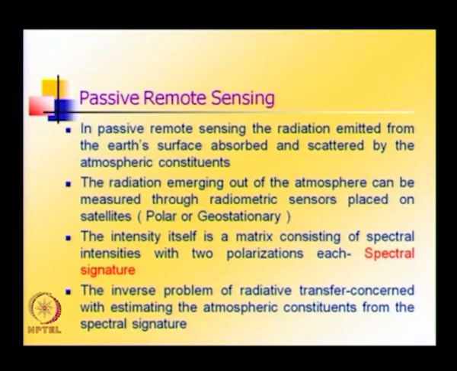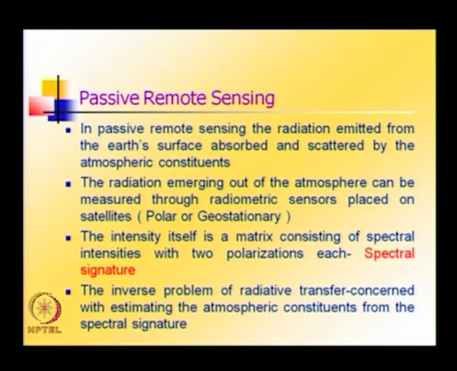In passive remote sensing, the radiation emitted from the earth's surface, which is absorbed and scattered by the atmospheric constituents, is measured at the top of the satellite. It is called a top of the atmosphere radiance. The radiation emerging out of the atmosphere can be measured through radiometric sensors placed on satellites. It could either be polar or geostationary. The intensity itself is a matrix consisting of spectral intensities.